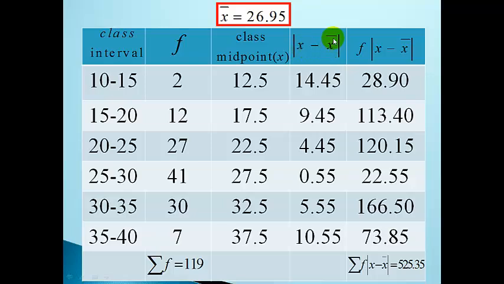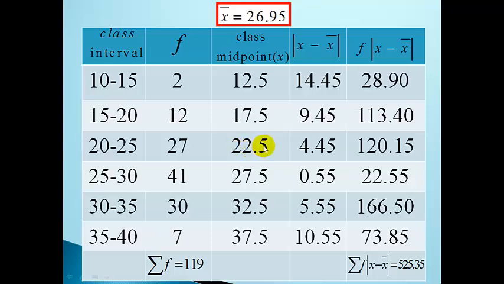Now x minus x bar. So now we first take the first class midpoint value. 12.5 minus 26.95. The answer is minus 14.45, but because of the magnitude, the answer is positive, so we have 14.45. 17.5 minus 26.95 is equal to minus 9.45. And when you take the magnitude, you have 9.45. So it means you have to write the positive answers.